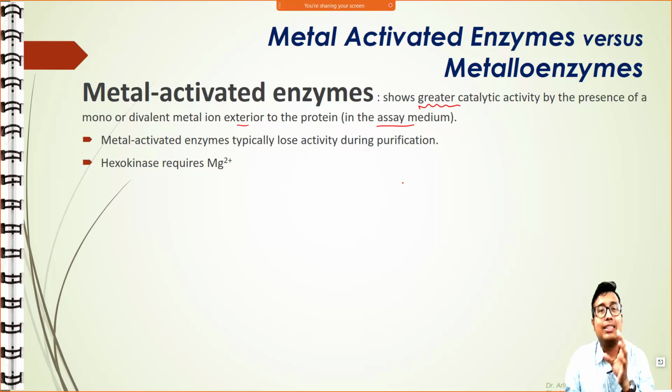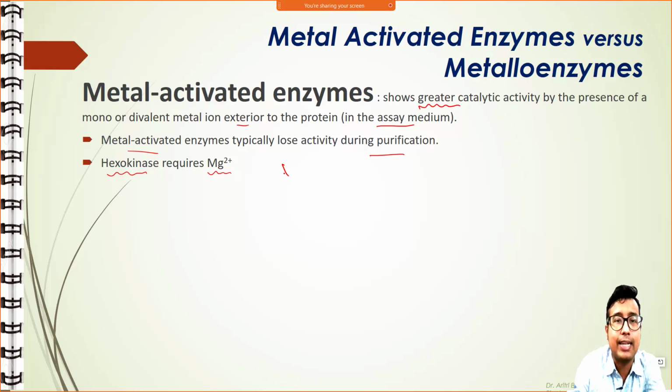Even if the metal is not present, there will be some minute amount of catalytic activity. There will always be. But if the concerned metal is present, it will hugely amplify the catalytic power of the enzyme. Metal activated enzymes typically lose activity during purification. This is an analytical property. For example, hexokinase requires magnesium. Another enzyme that has been taught very recently in molecular biology that requires magnesium is Taq polymerase.